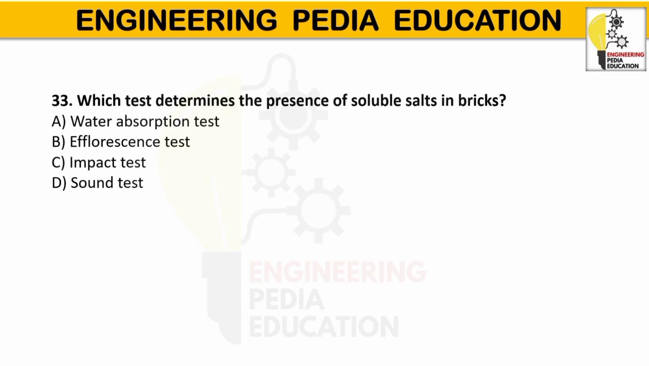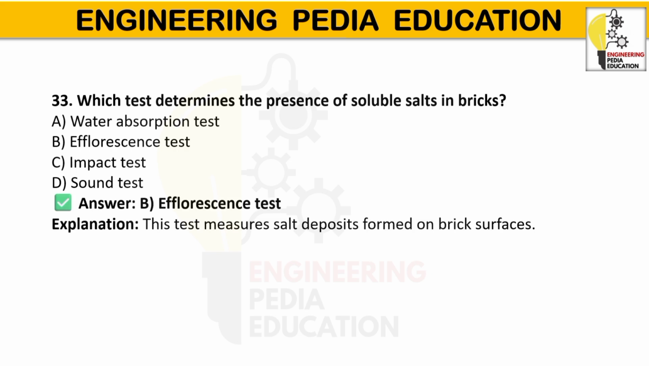Which test determines the presence of soluble salt in brick? Water absorption test, efflorescence test, impact test, sound test. So the correct answer for presence of soluble salt in brick is the efflorescence test. Efflorescence is a white deposit formed on brick due to the presence of soluble salt. This test measures the salt deposit formed on the brick surface.